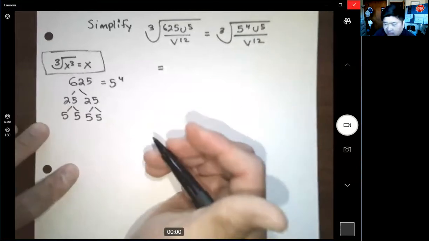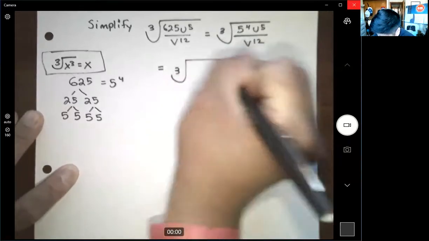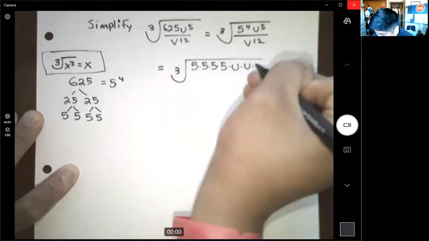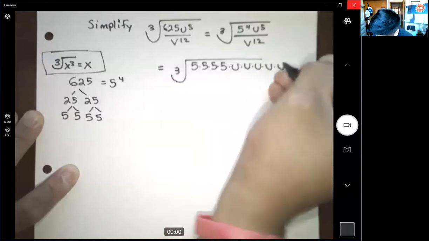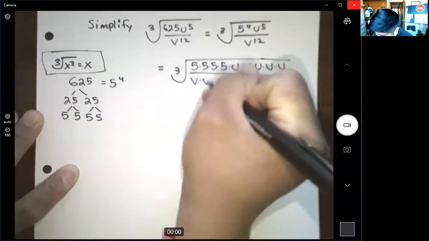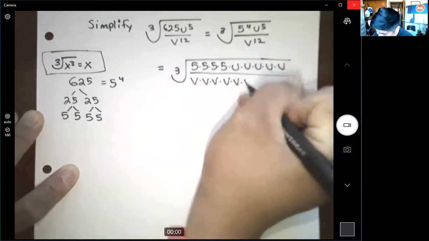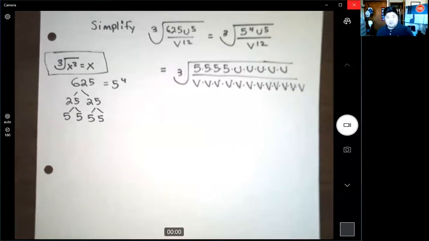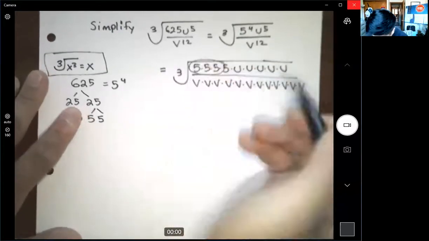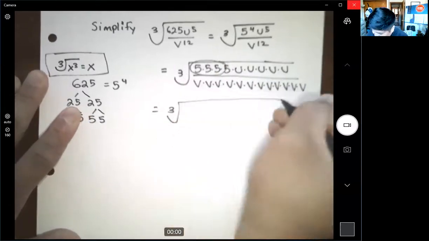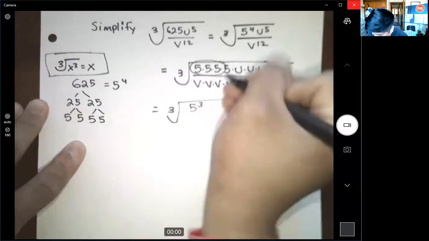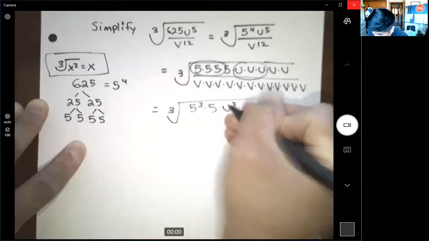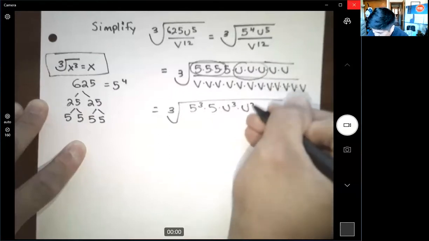What I mean by that is I'm going to write it as 5 times 5 times 5 times 5 times u times u times u times u times u, all over v times v times v times v times v times v times v times v times v times v times v times v. All right, so now I have here the cube root of 5 to the 3rd, then I have times 5, then I have u to the 3rd, and then I have u to the 2nd power.